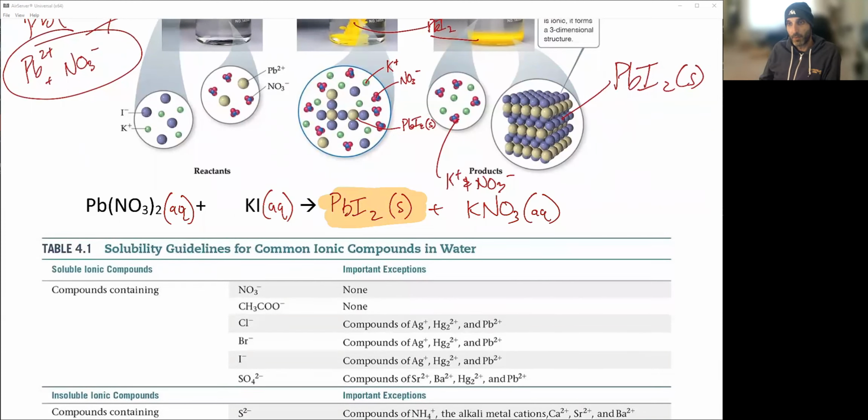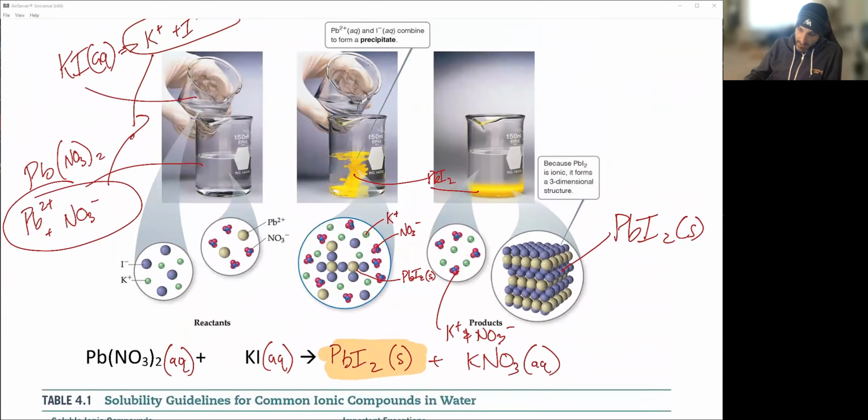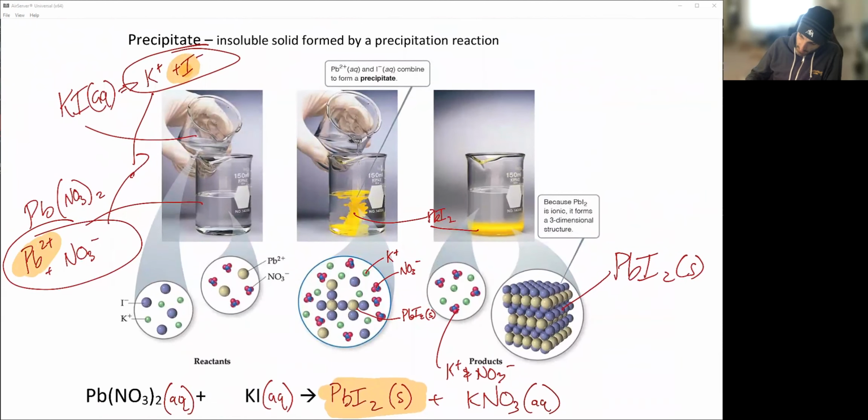So the end result is that the only thing I really care about is the fact that I created that solid. Okay, so again, lead ions find the iodide ions in solution and create this lead iodide, which starts to form this solid. Okay, so that's a precipitation reaction. We mix two things together and we create a precipitate. An insoluble solid forms because we have combined things together that form an insoluble ion.